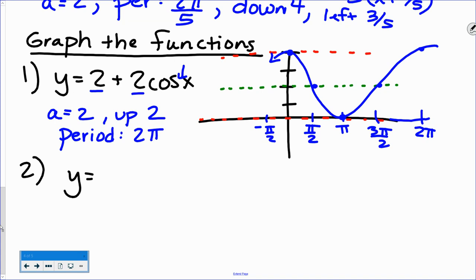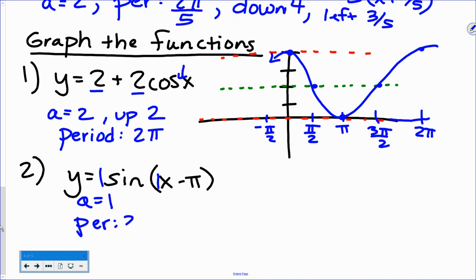So y equals sine of x minus pi. Okay, so here my amplitude would be 1. 1 would be the b, so the period is 2 pi. I do have a phase shift. I'm going to move this right pi. So we'll kind of see what happens when we have a phase shift.